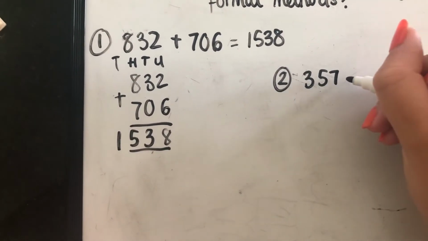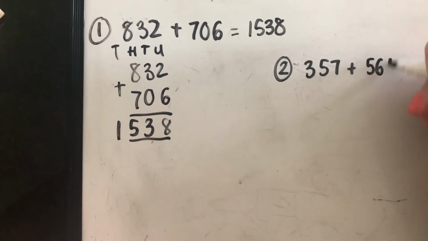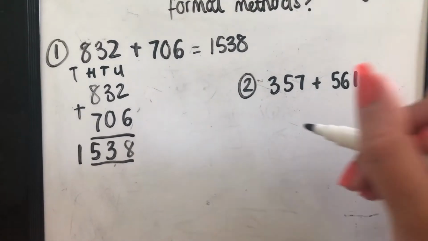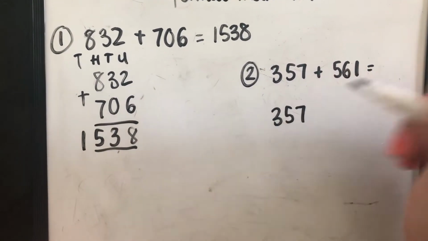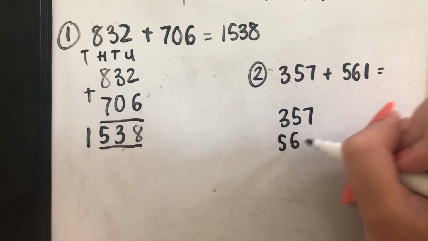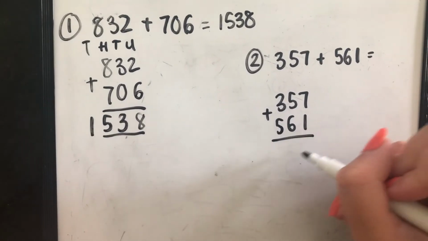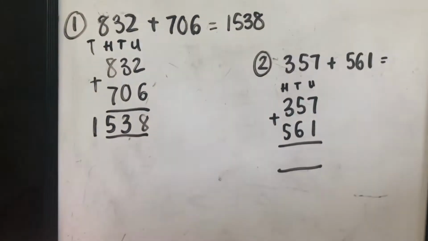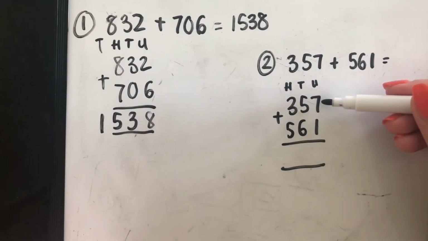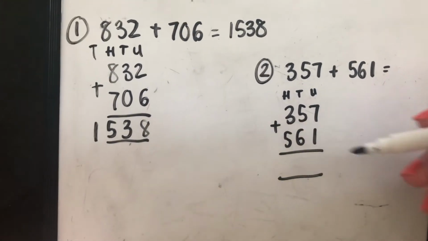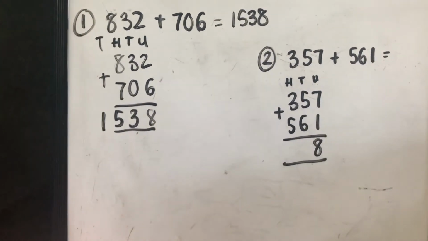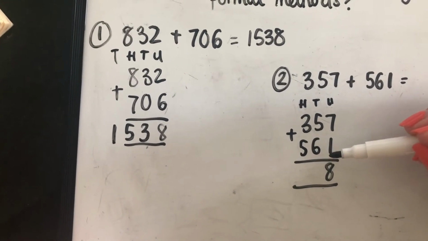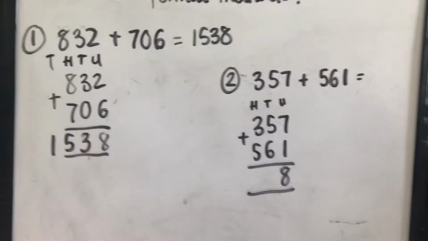Right, number 2. We're doing 357 add 561. What does that make? So let's add them up. 357 add 561. Remember our add sign, remember our lines, and we're going to put our place value so you remember. 7 units add 1 unit is 8 units. 5 tens add 6 tens is 11 tens.